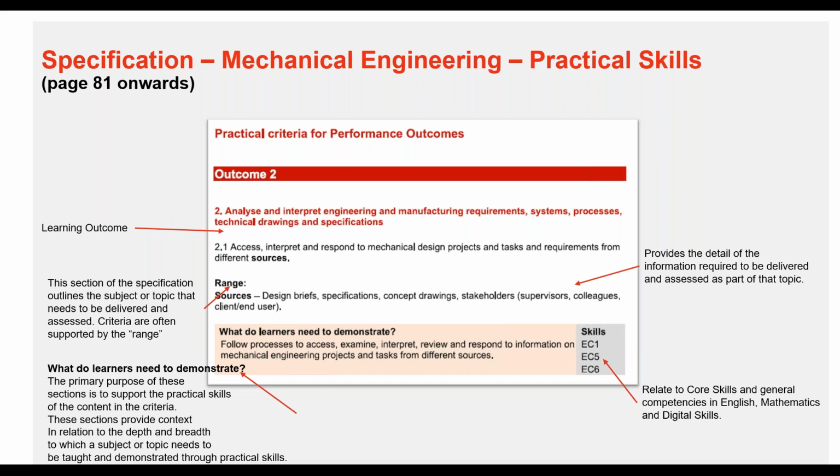In the salmon box now, we've got what do learners need to demonstrate. So previously, knowledge is all about learning, skills is all about demonstrating. As we see on this demonstration board, we're going to need to examine, interpret and review information and projects and tasks and source. And this is the primary purpose of the practical task, and that is how depth the subject needs to be taught as well. And as you can see, we're looking at these skills again, and again, it's related to English competent skills number 1, 5 and 6. So again, you can see where these sections relate into the different topics as well.